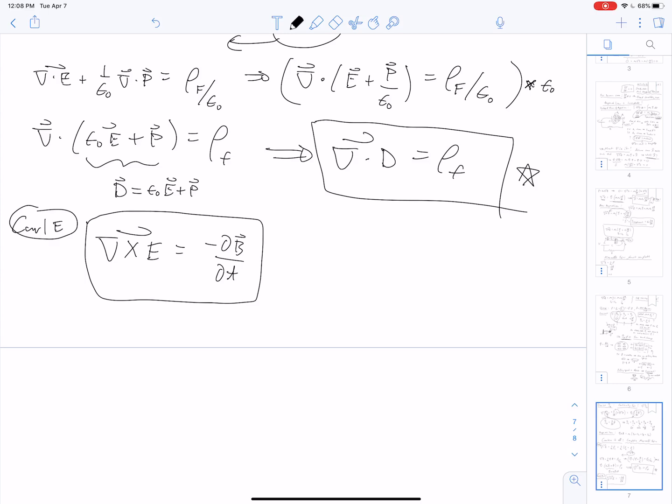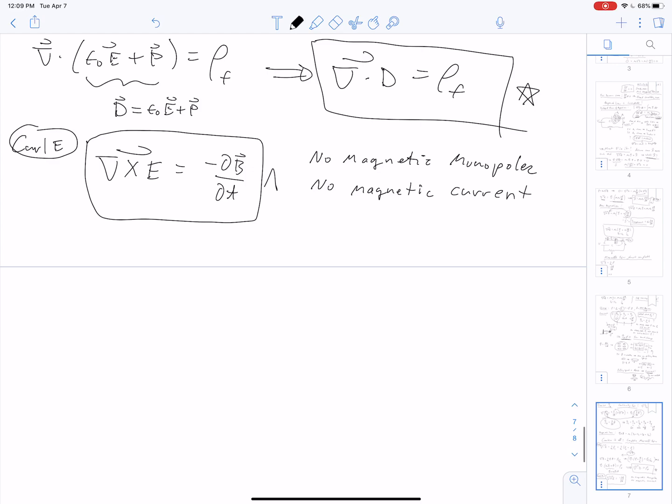And the reason is because there are no magnetic monopoles. And so as a result, there is no magnetic current. There is no flow of magnetic monopoles. If there was a flow, then that would create curl in the electric field, but there's not. Okay, so that's simple. So we'll give that guy a star. And now let's do the B field.